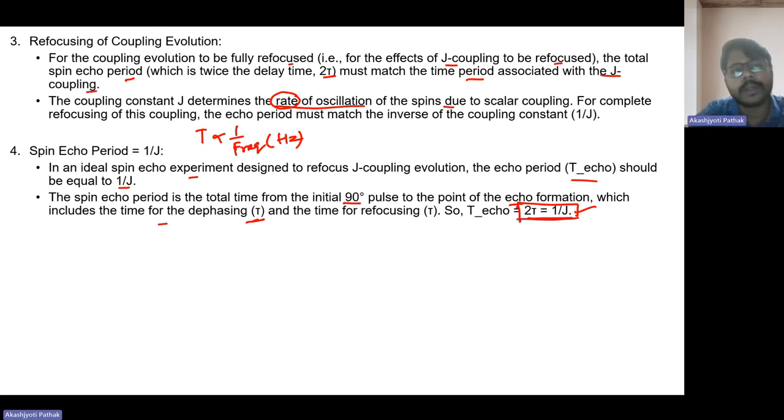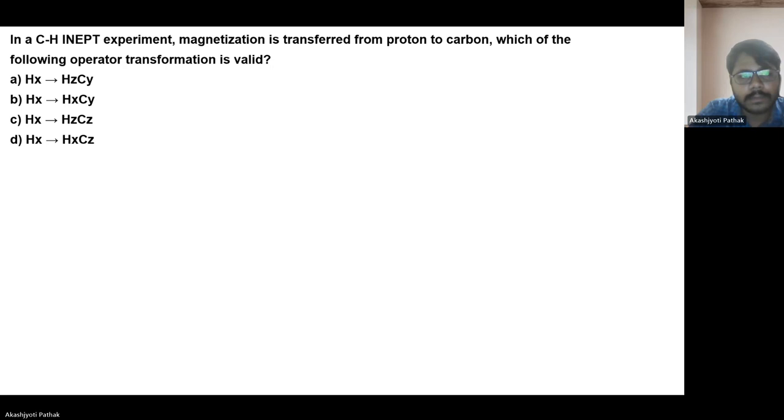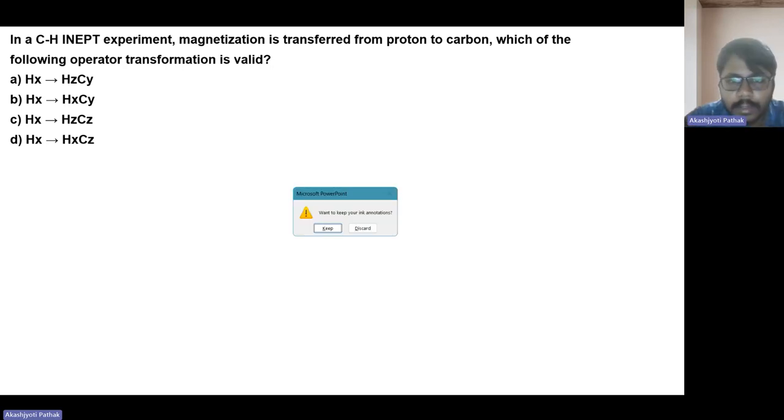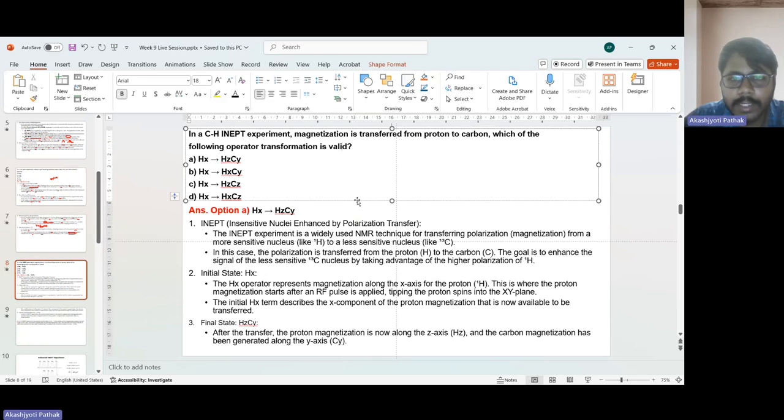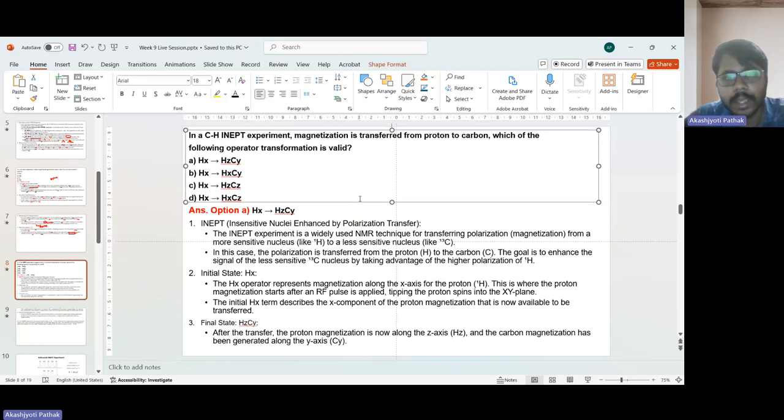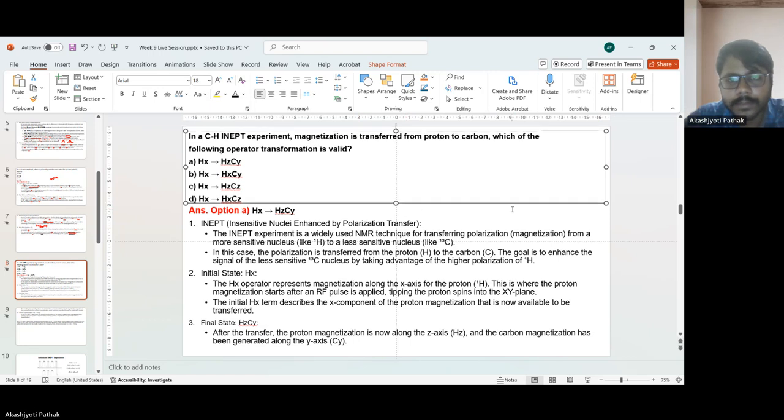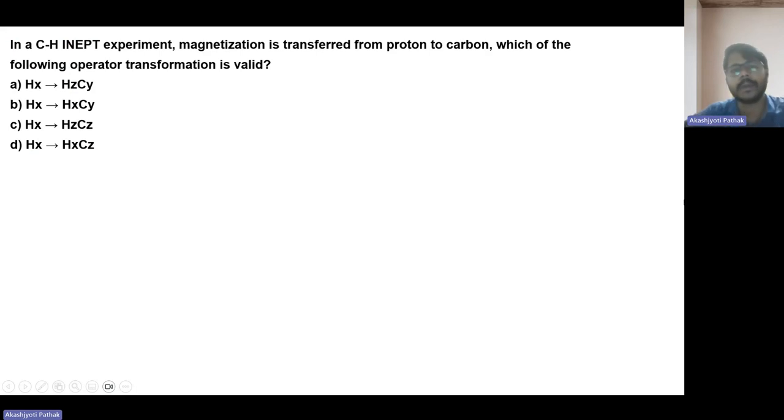So we'll move to our next question. Okay, so this is the next question. Just move it slightly so that it does not come in the way of my notification of screen sharing. Okay, now it is clearly visible to me.